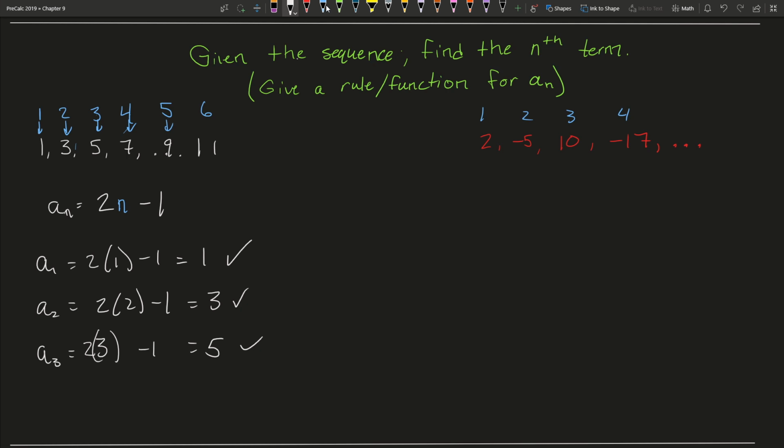Okay, so in this case, we worked from the sequence down to the rule. All right, and this a_n, that's our answer.